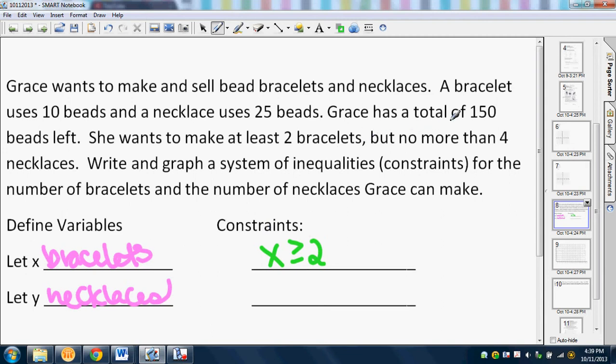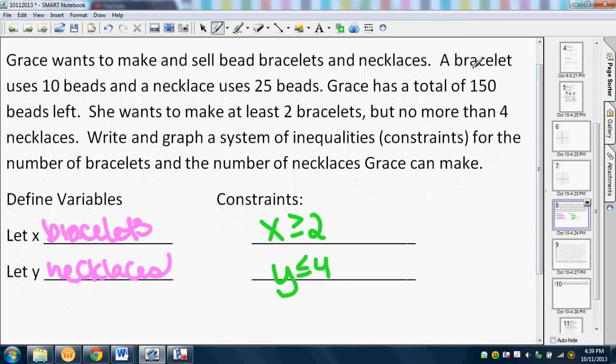For necklaces, it says she wants to make no more than 4 necklaces. So that's going to be Y is less than or equal to 4. No more than 4. So she'll make 1, 2, 3, or 4, but not more than 4. So that's why Y is less than or equal to 4.